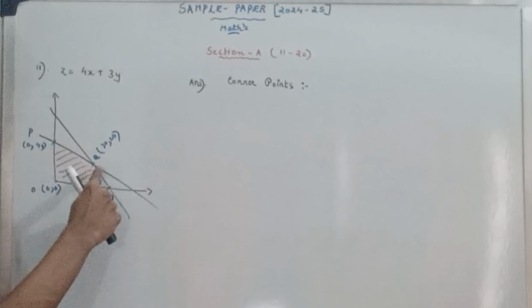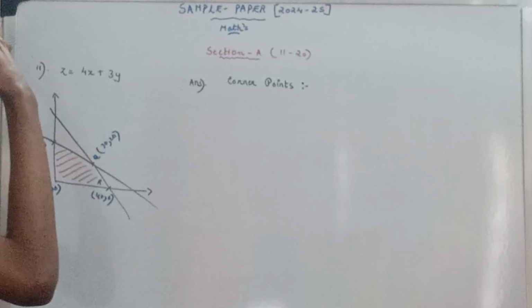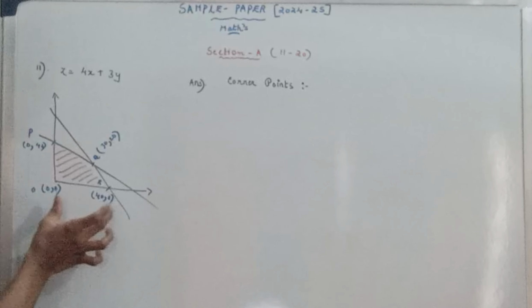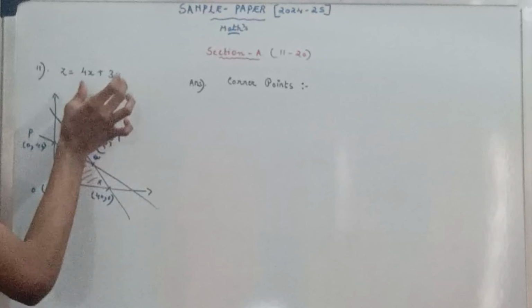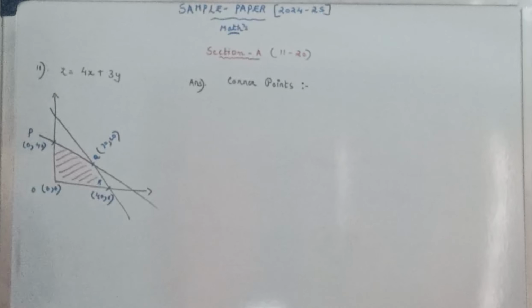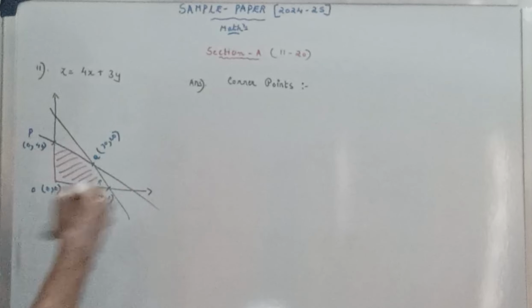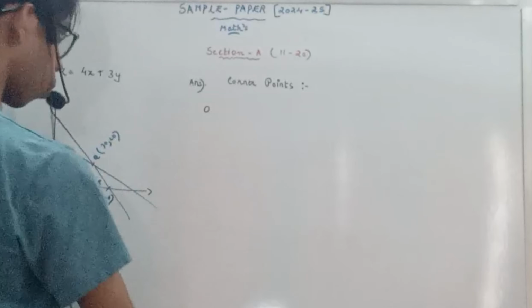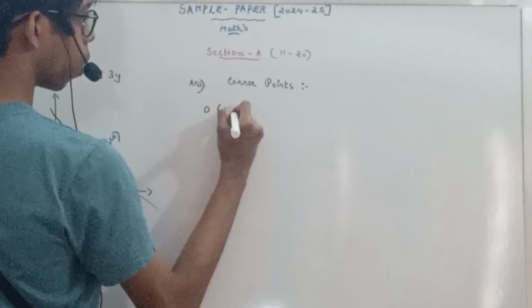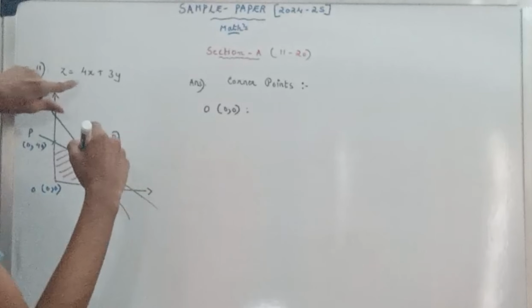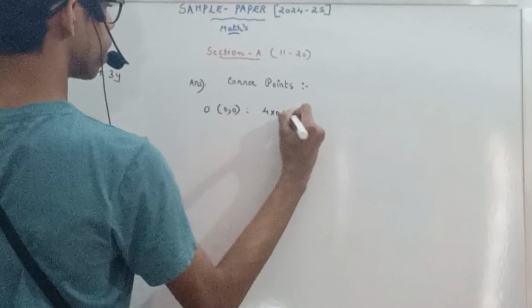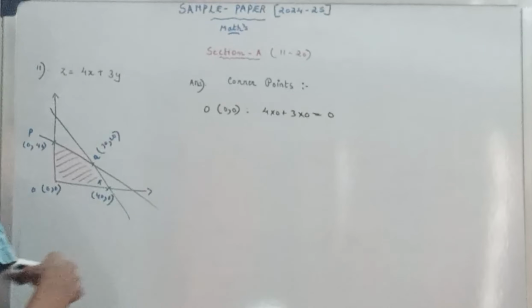If you see this region, it is the feasible region and these are the 4 corner points. When we substitute the values of these corner points in our objective function, we will be getting the maximum and minimum values. So let us see. First let us take the corner point O, which is (0, 0). Let us substitute it in the objective function. So 4 into 0 plus 3 into 0 is equal to 0. So this is the first value.